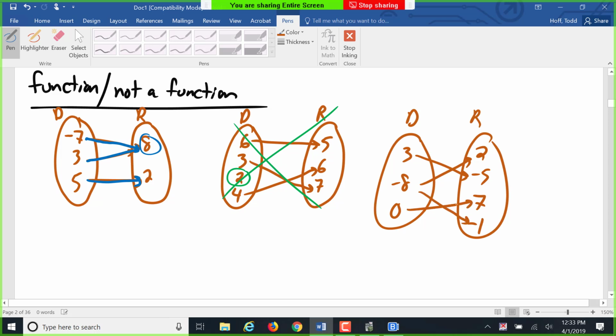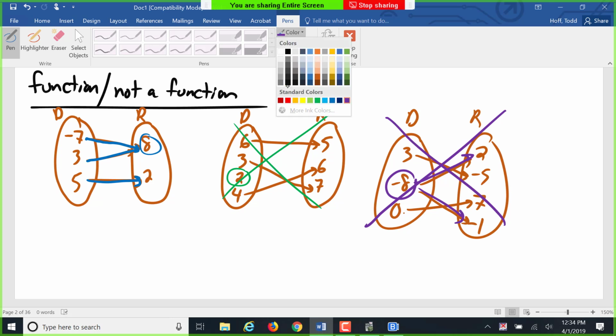How about this one? Is that a function? No. Why not? -8 goes to 2 values. Yeah, -8 goes to both 2 and -1. It goes to 2 different values. So no, that is not a function.